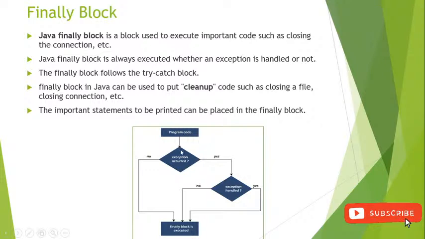If we are writing the program and the exception has not occurred, at that time also the finally block is executed. If the exception has occurred and is handled, or if we are not handling the exception, at that time also the finally block will be executed. If we are handling the exception or not handling it, if the exception occurred or did not occur, our finally block will be executed. It means the finally block will be executed at all times.